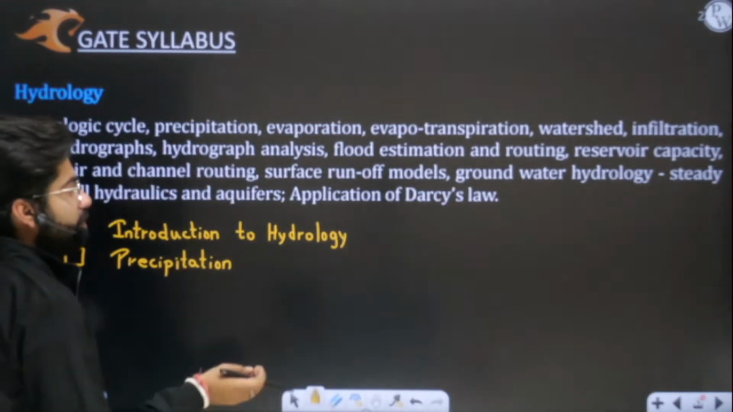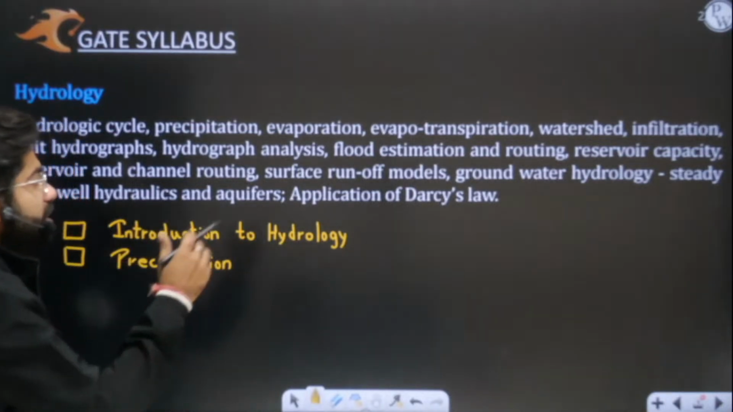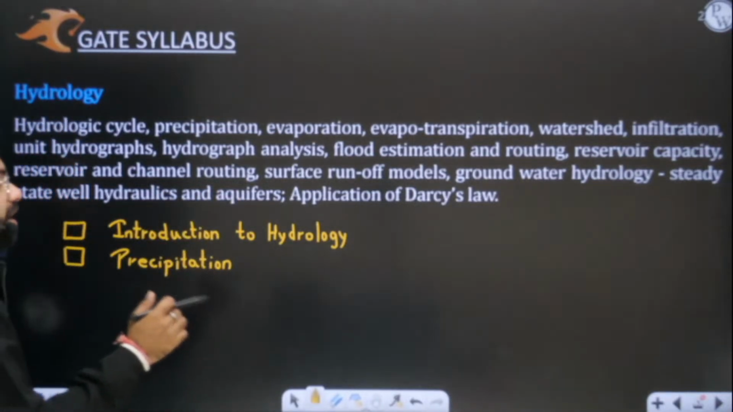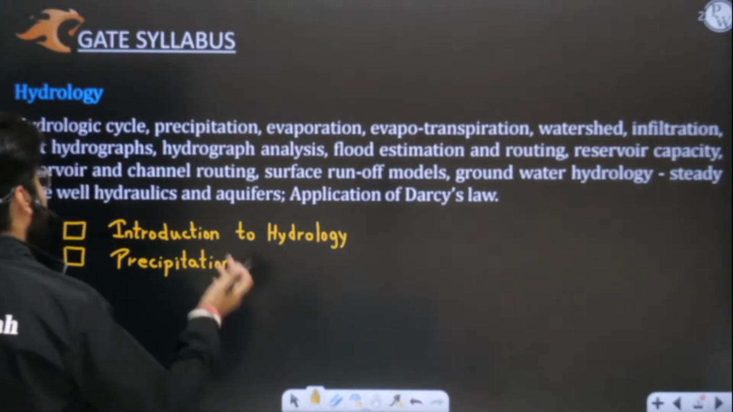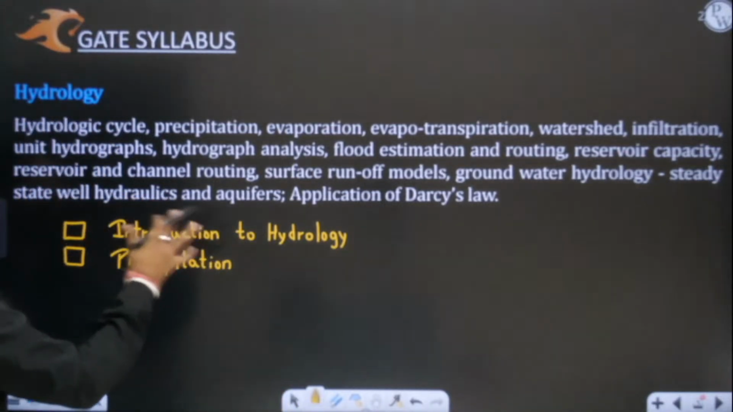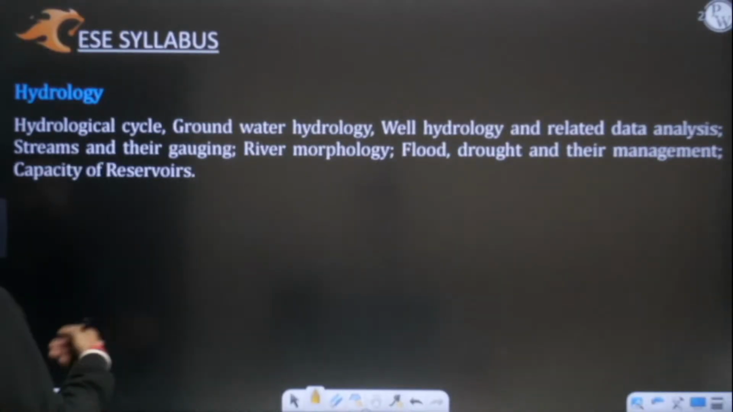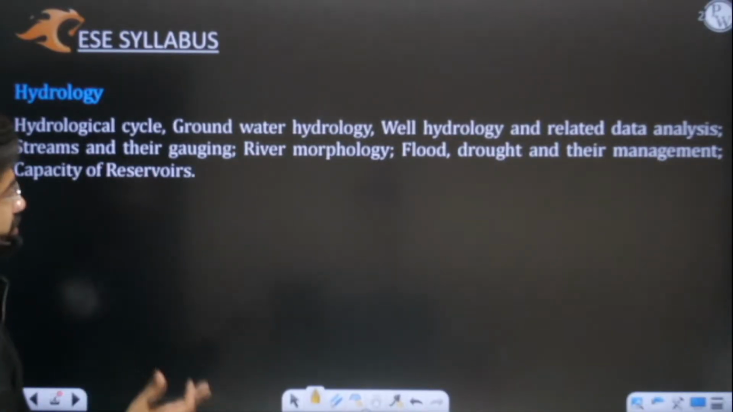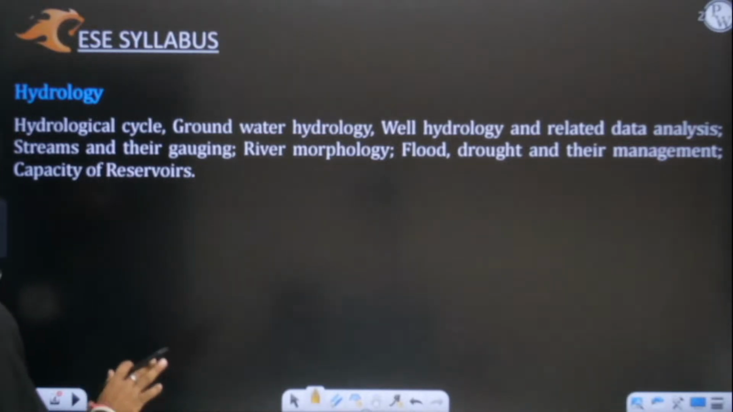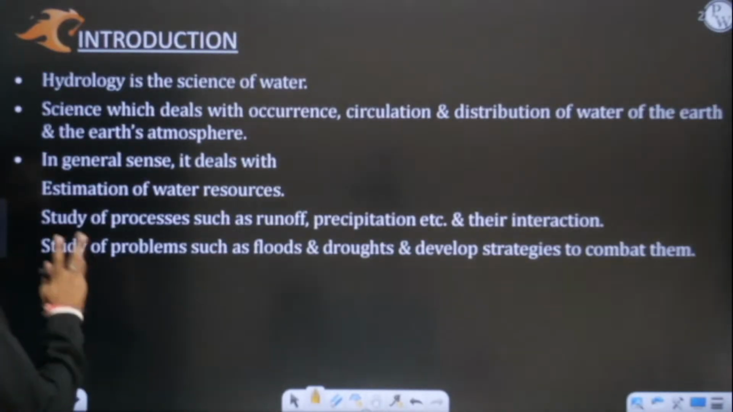Then what is a flood? How is it estimated? What is routing? What is reservoir capacity? Why we need to determine the reservoir capacity, that we'll discuss. Channel routing, all these things we have to discuss. And at last we have groundwater hydrology. Similar to this we have the syllabus of engineering services also, more or less it is one and the same. So let's start.